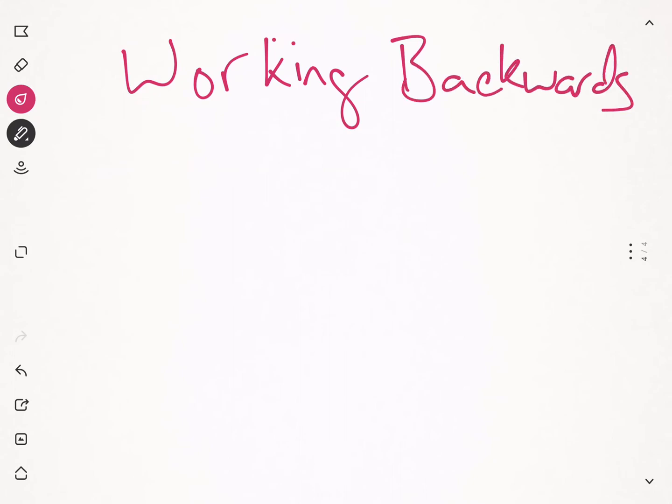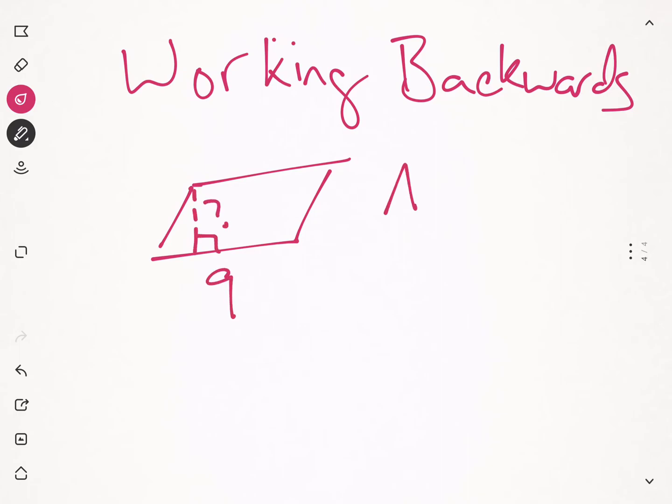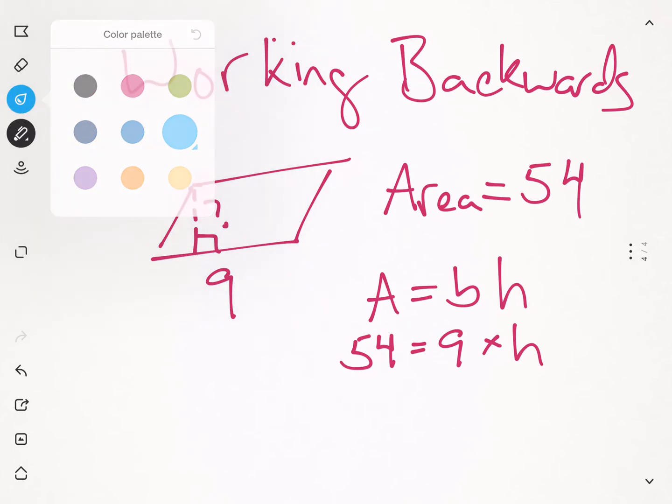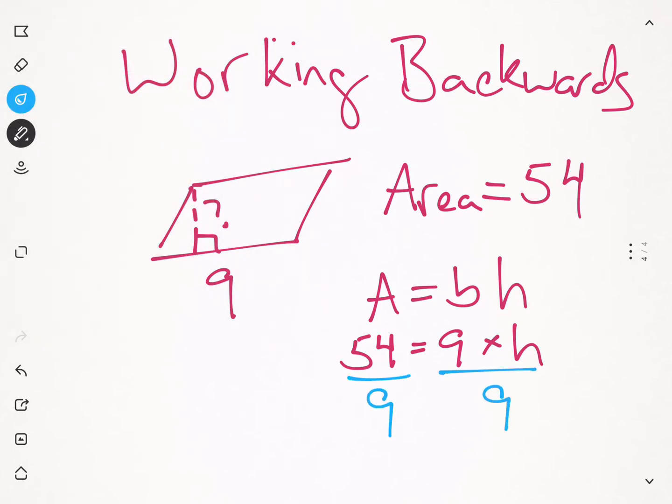This is where we have to divide. Let's say we have a parallelogram. We know that the base is 9. The height we don't know, but we are given that the area is equal to, let's call it 54. So because we know area is base times height, we know the area is 54, the base is 9, times the height we don't know. So to get the height, we work backwards, we divide by 9. 54 divided by 9, that gives us that the height is 6.